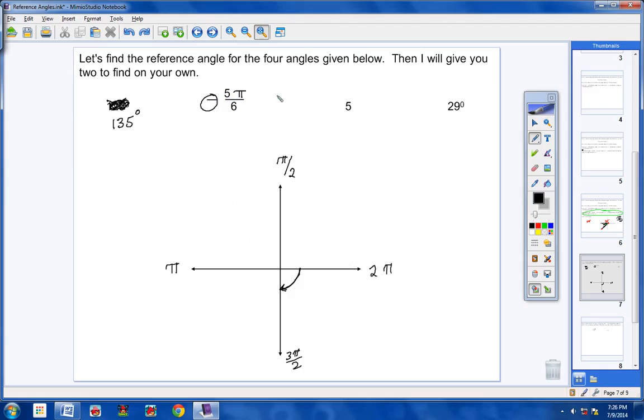5 pi over 6, of course, is the same thing as 5/6 pi. That's not quite 1 whole pi, so we're going to stop about right here, and that's good enough. We're just estimating. It's no big deal, and we'll go ahead and draw our angle. Okay? There we go. So this angle right here is 5 pi over 6. Now I didn't worry about the negative sign because we've already gone the proper direction.